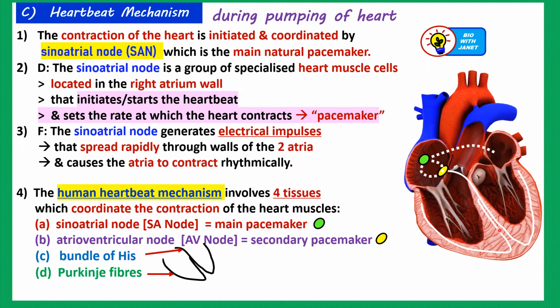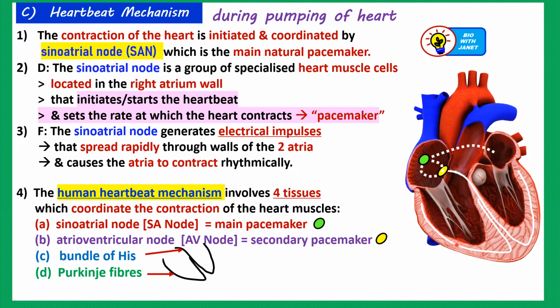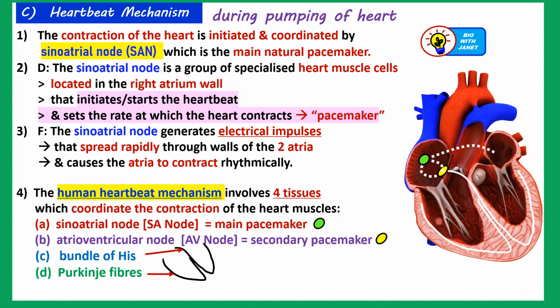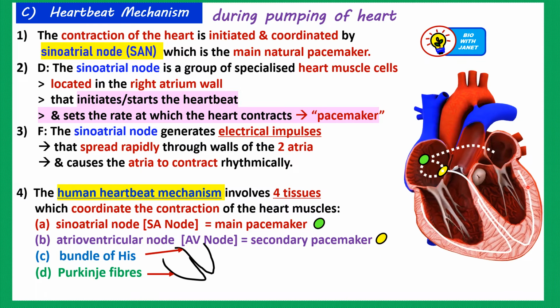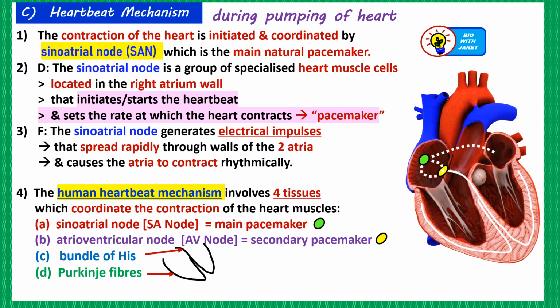The impulse will flow to both the right side and the left side of the heart. Then the bundle of His is connected to these fibers here called the Purkinje fibers, named after the person who discovered them, and also here. So Purkinje fibers are on the walls of the right ventricle and also the left ventricle. When the impulses reach the Purkinje fibers, the ventricles will contract together. So let's find out more about how the human heartbeat mechanism occurs.